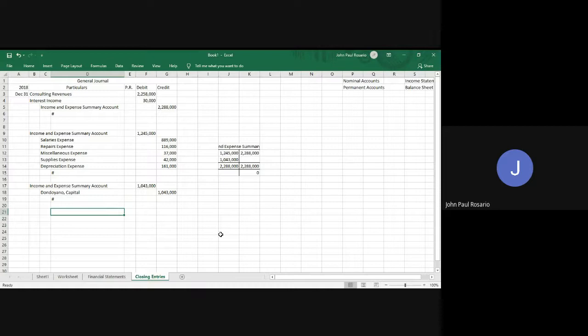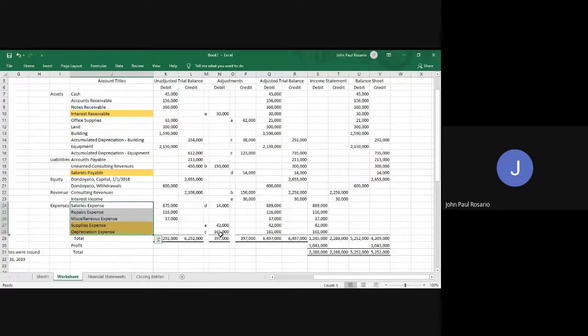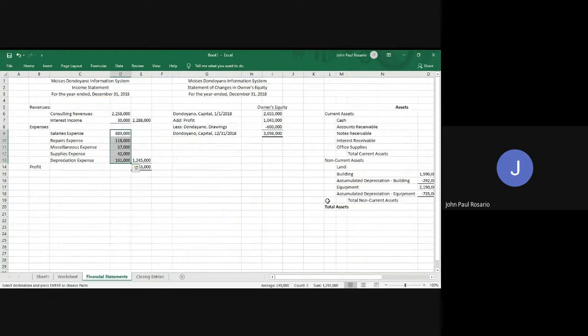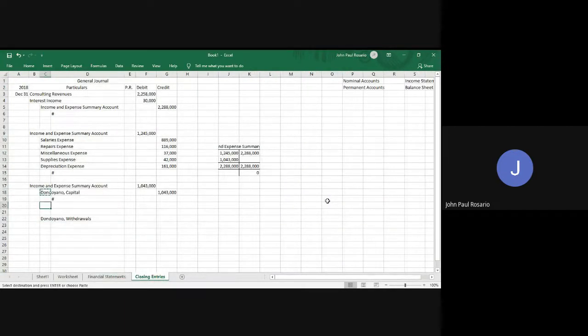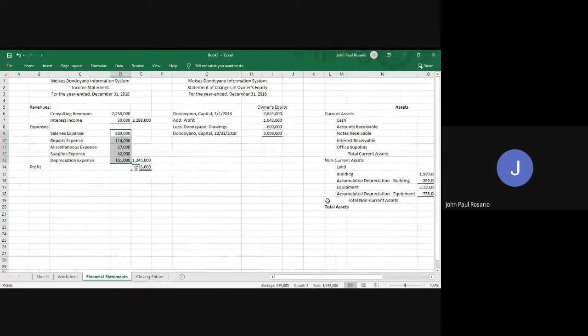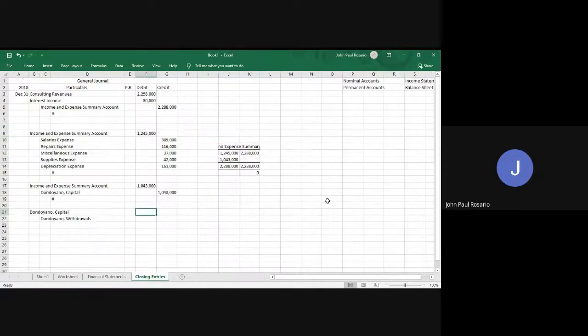Lastly, you close your drawing account. Okay, so that drawing account, guys, would be the drawing account. It is debited, right? Don Doyano's withdrawals are debited. So to make it zero, we credit it. Then you debit Don Doyano Capital. So, meaning, your withdrawals decrease your capital. Amount is 600,000. Okay, 600,000.